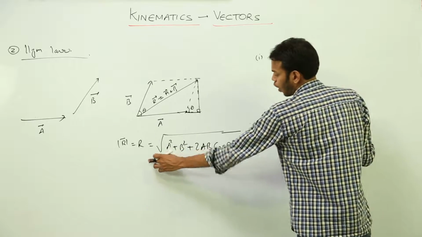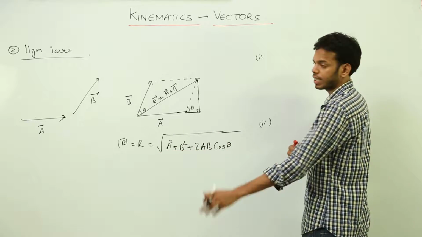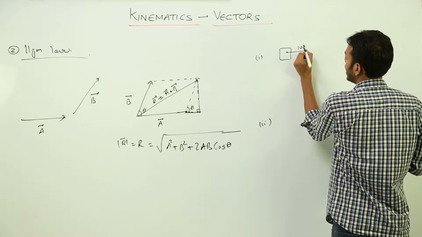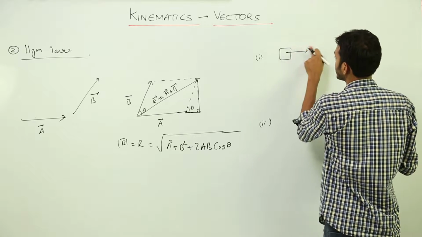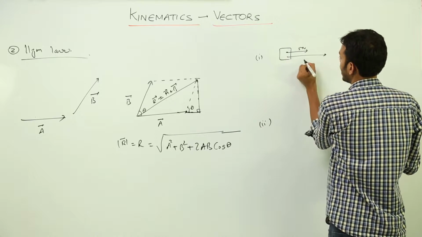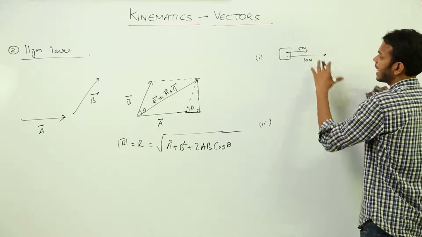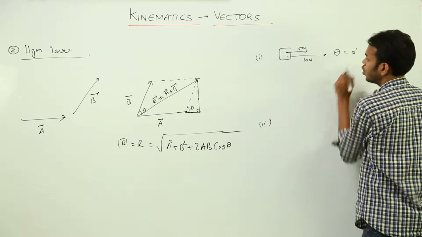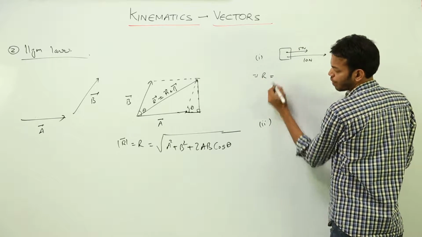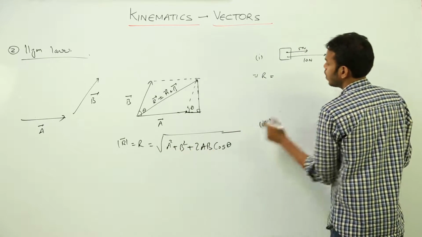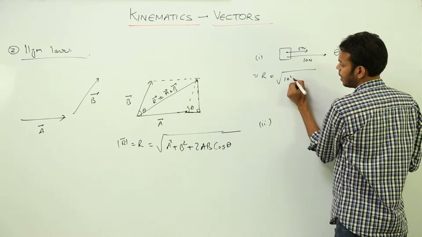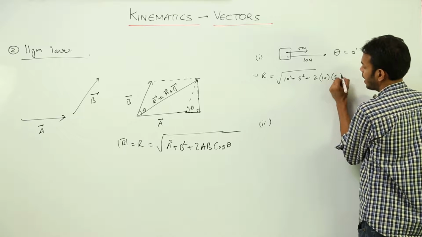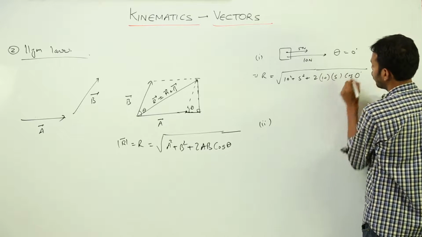Now what will happen if I apply the formula in that case? In the first case, the box was acted upon by forces in the same direction, right? 5 newtons and 10 newtons. So what exactly is the angle between vector A and B here? They are in the same direction, so theta is 0 degrees. So if I apply the formula of resultant, a square plus b square, 10 square plus 5 square plus 2 times 10 times 5 cos of 0 degrees. What is cos 0?